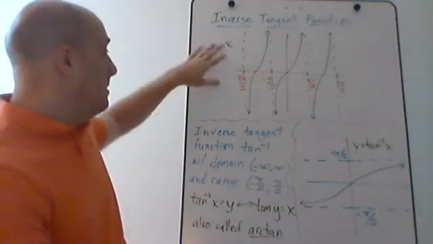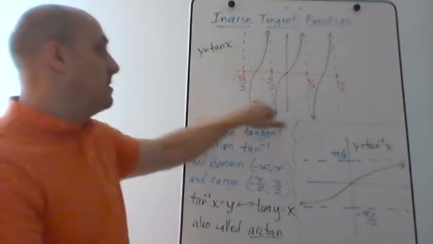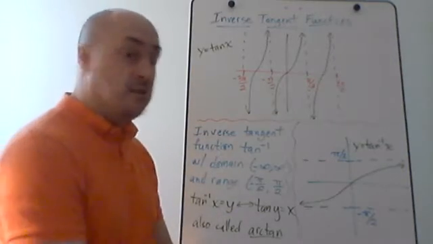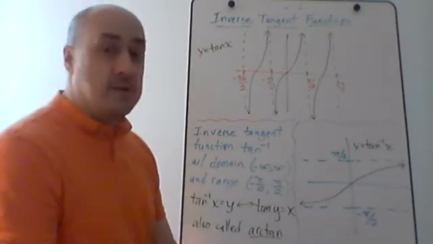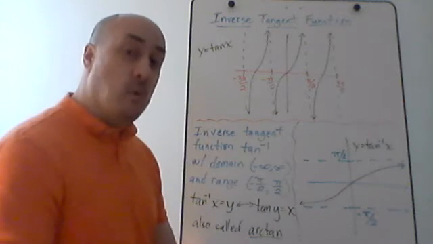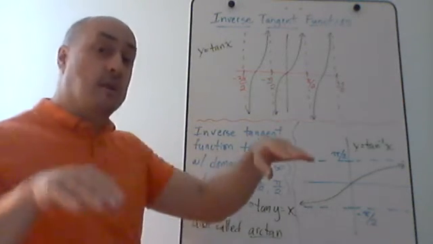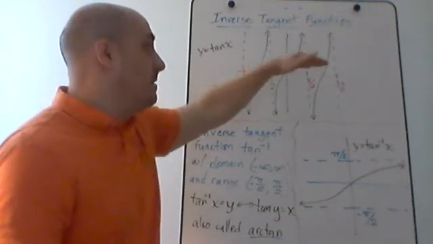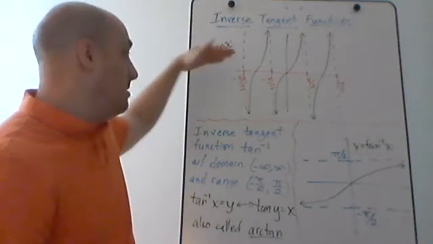Right, so for this one, here's the graph of the tangent function, y equals tangent of x. That's what the graph of tangent looks like. Now, remember, in order for a function to have an inverse, it has to be 1-to-1, meaning it has to pass the horizontal line test. Now, obviously, the tangent function here does not pass the horizontal line test.